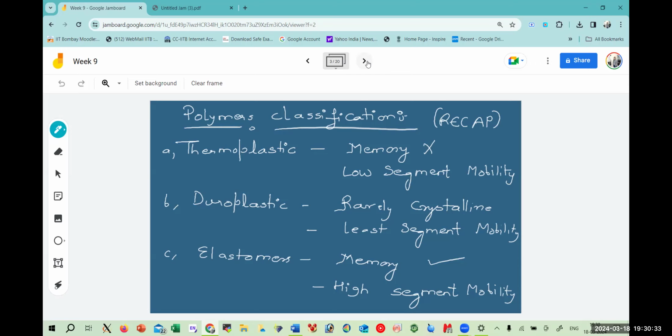And elastomers are the ones which have more memory. Say, for example, if I'm applying force onto a material and I remove the force, still it is maintaining and remembering its earlier state, the way it was. That is called the memory effect, and elastomers have it. So this we have learned in the last session.